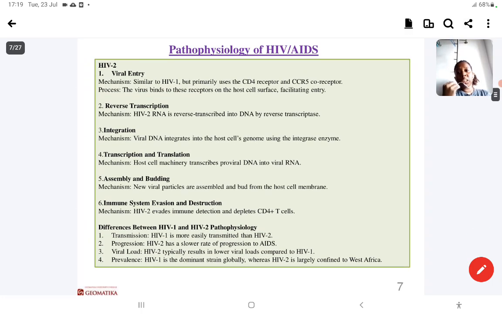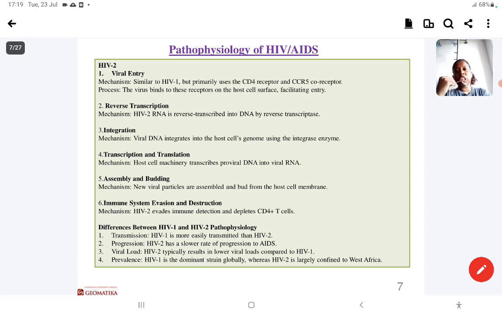Okay, this one is HIV-2. It starts from viral entry. Basically, the process is quite similar to HIV-1. The mechanism is similar to HIV-1, but it primarily uses the CD4 receptor and CCR5 co-receptor. The virus binds to the receptor on the host cell surface, facilitating entry.